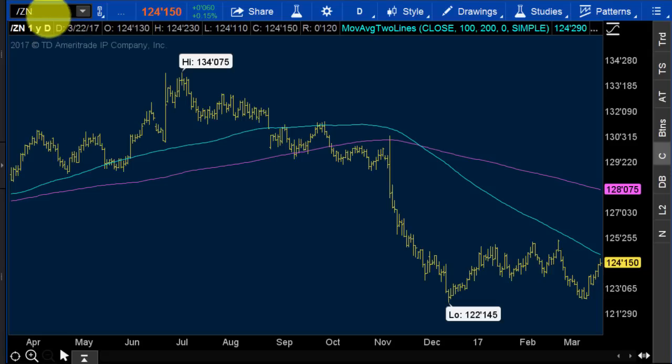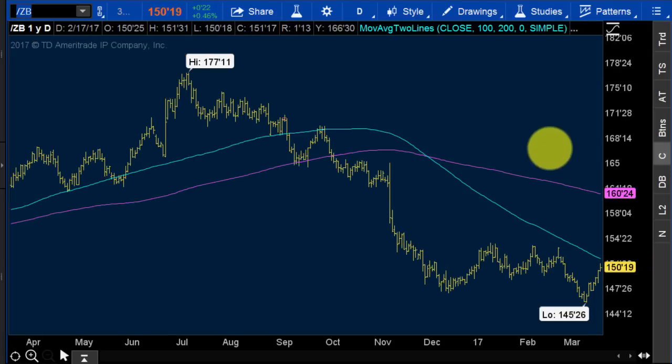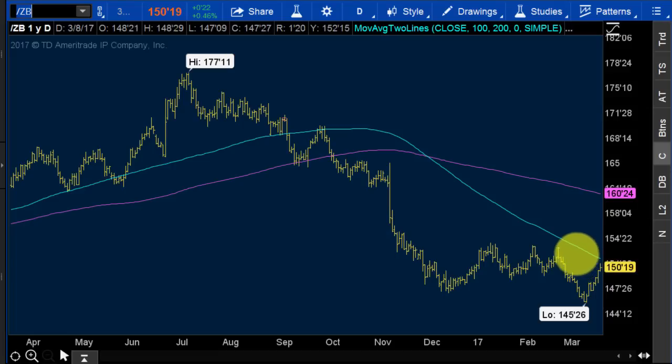Now, if I look over at the ZB, even if you're convinced that it's going down, even if you want to do the same trade, don't do it with the ZB. Do it with the ZN, the 10-year. That's where you're going to get the most bang for your buck.